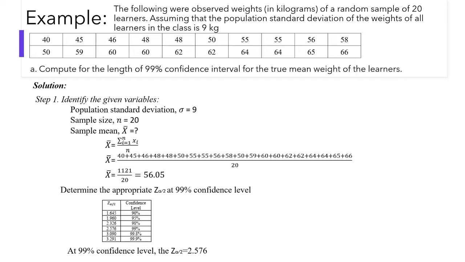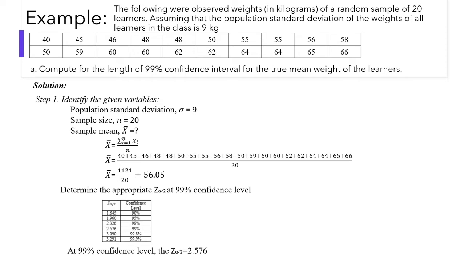Our x bar now is equal to 40 plus 45 plus 46 plus 48 plus 48 plus 50 plus 55 plus 55 plus 56 plus 58 plus 50 plus 59 plus 60 plus 60 plus 62 plus 62 plus 64 plus 64 plus 65 plus 66 divided by 20. That is, x bar now is equal to 1121 divided by 20, that is equal to 56.05.